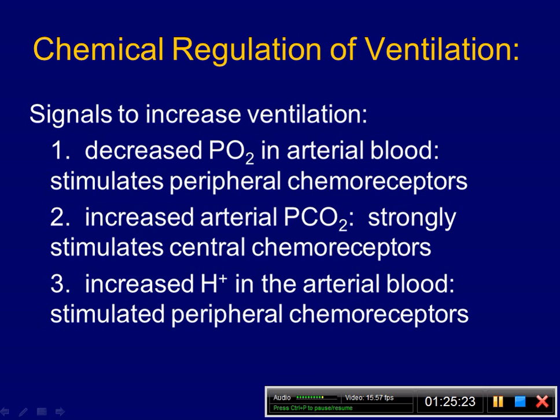Next one, increased arterial partial pressure of CO2 strongly stimulates central chemoreceptors. What's the thing that can actually overpower the CO2? Acid. So number 2 is specifically at the central. Number 1 was specifically at the peripheral. And then number 3, increased acid in the arterial blood at the peripheral chemoreceptors. Where else do you know? Also at the central. Yep. So right below peripheral, also the central. Remember, the central one's primarily controlled by the acid, but the CO2 is rising at the same time.